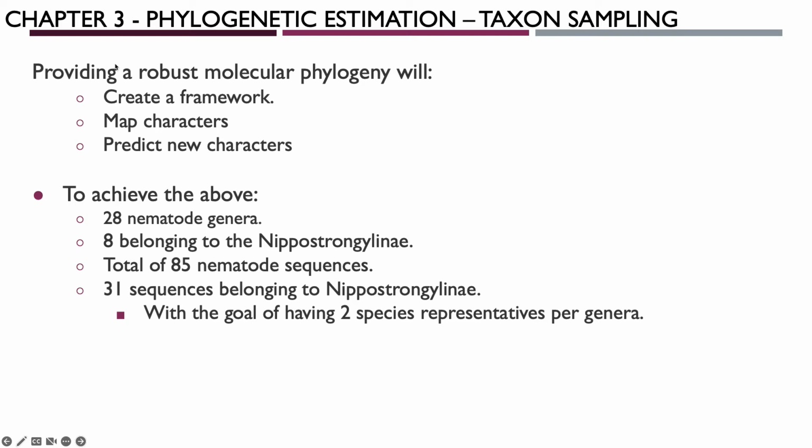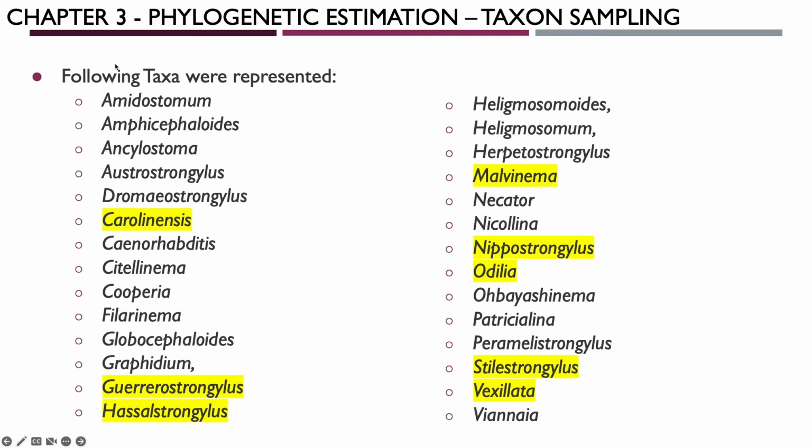So to achieve this, we are using 28 nematode genera, 8 belonging to the Nippostrongylinae, with a total of 85 nematode sequences, 31 sequences belonging to the Nippostrongylinae, and the goal was to have at least 2 species representatives per genera, so that we had a strong phylogenetic signal and we can test if these proposed genera are actually monophyletic. So here were the taxa used. Those highlighted in yellow are all in our in-group.